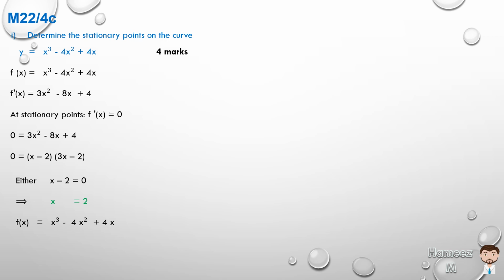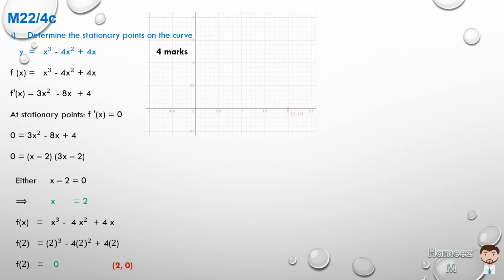And if we substitute f of 2, it will give us 2 cubed minus 4 by 2 squared plus 4 by 2. 2 cubed is 8, minus 4 by 2 twos are 4, which is minus 16. 8 minus 16 is minus 8, plus 4 twos are 8, which is 0. So f of 2 is 0. So that means the coordinates of one of the stationary points is x is 2 and y is 0.